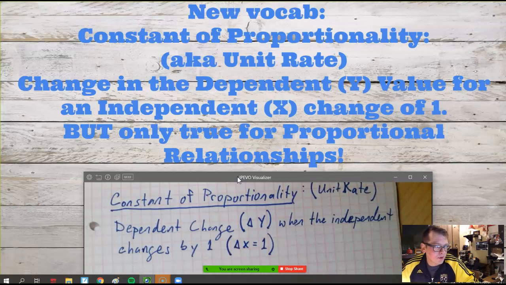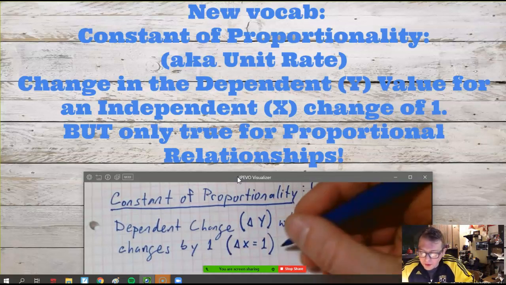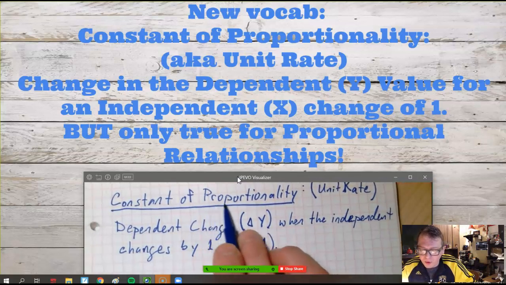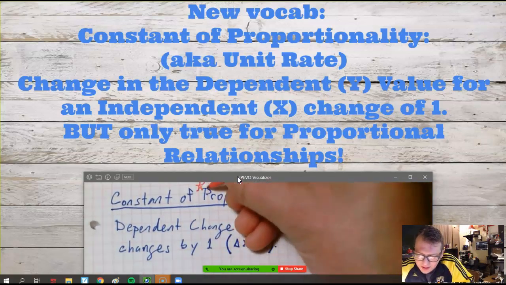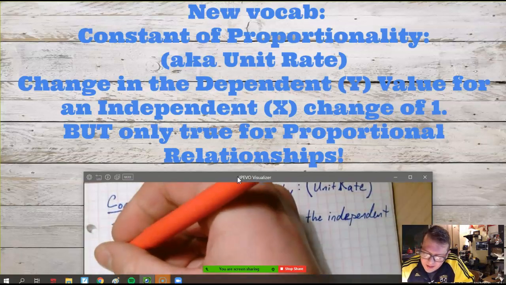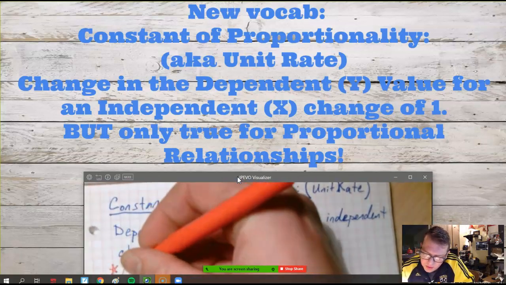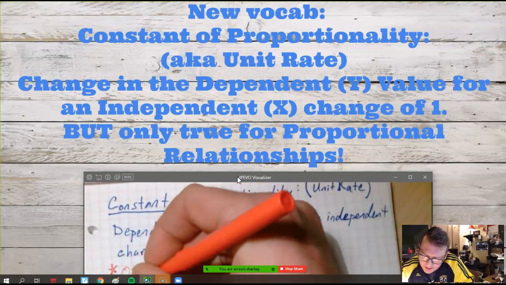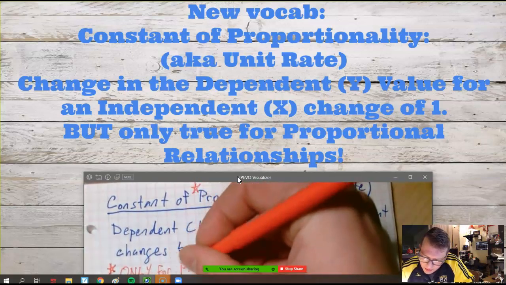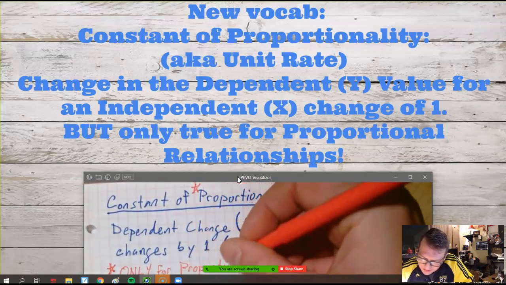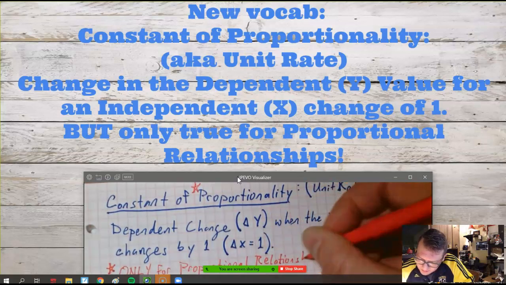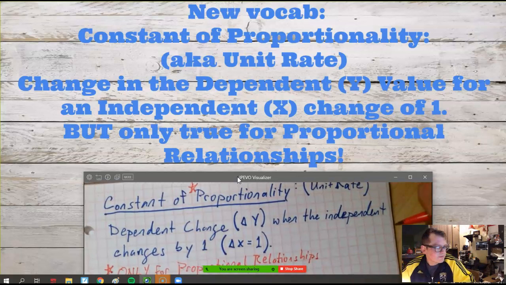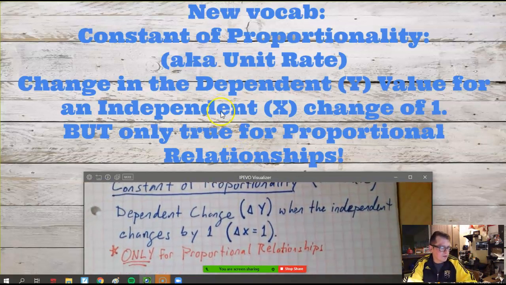Our constant of proportionality is only a constant of proportionality when we have proportional relationships. So I would put a star or highlight your word proportionality and say, well, this only works for proportional relationships. It only works for proportional relationships.